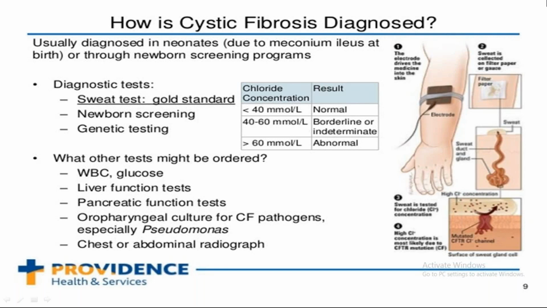Next, as it is autosomal recessive, we can do newborn screening and genetic testing. Other ancillary tests include WBC count, glucose, LFTs, pancreatic function test, and culture for cystic fibrosis pathogens like Pseudomonas, Burkholderia cepacia, etc. And chest or abdominal X-ray.